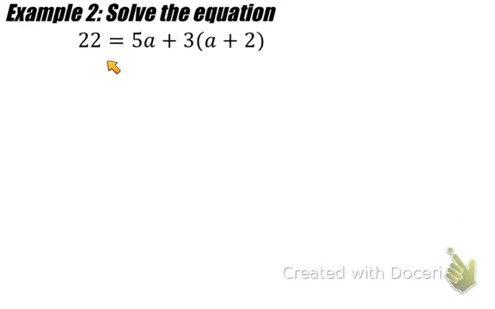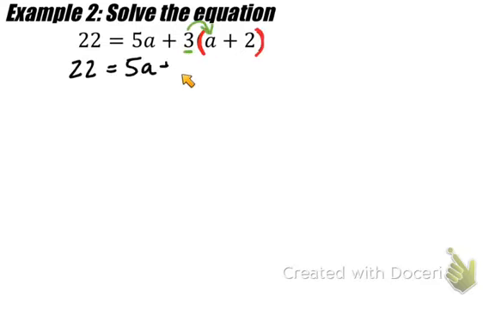So in example 2, we have 22 equals 5a plus 3 times the quantity a plus 2. When solving any two-step or multi-step equation, we have to simplify either side of the equal sign first. On the right side, we have 5a plus 3 times the quantity of a plus 2. We're going to first use the distributive property. So the 3 times the a plus 2, let's simplify that by distributing the 3 to the a.